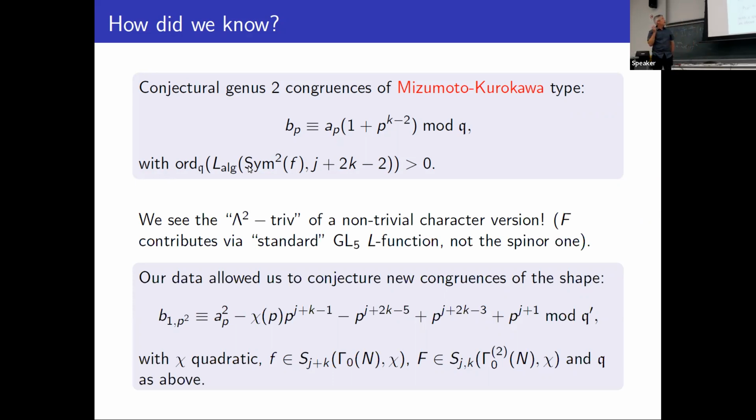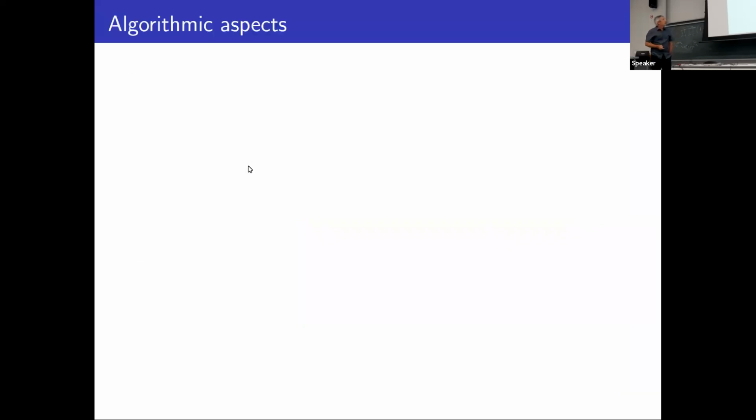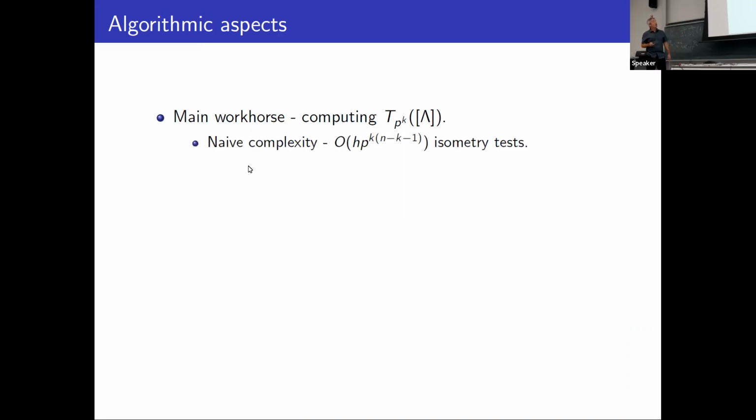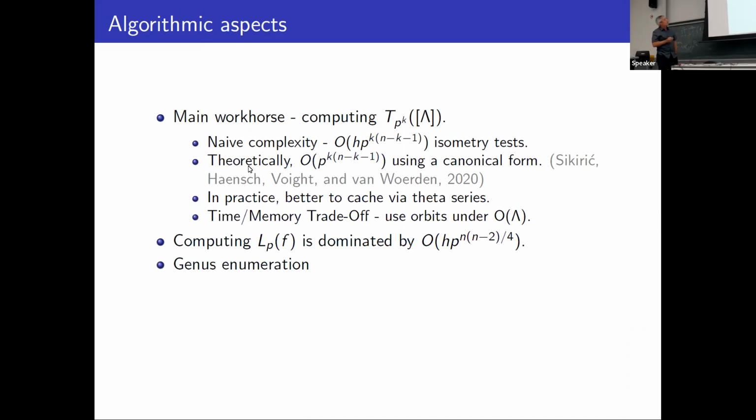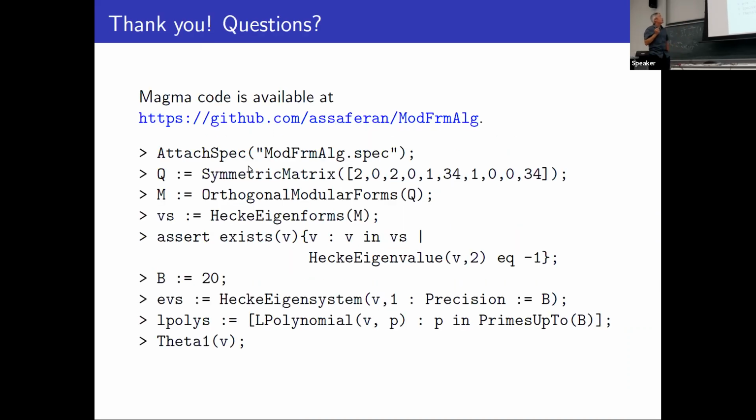But I think that's the end of my talk, so I'll just say a few words about the algorithmic aspects. The main workhorse is computing these Hecke operators. It's polynomial in p, but with high exponent, which for the L function is roughly n squared. Since there's no more time, I'll not say much about all the improvements and time-memory trade-offs. If you care about these things, come ask me afterwards. I'll just show you that all this code is available, and with a few lines of code, you can get your L function on your laptop.